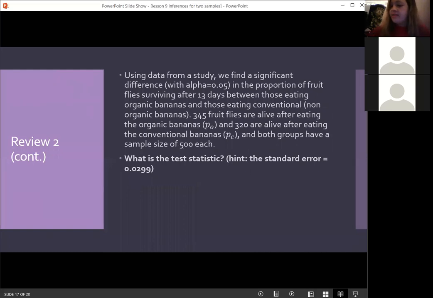This is the same prompt here. The only difference is we give you the sample sizes, so the amount of fruit flies that are alive after eating the organic bananas, and those alive after eating the conventional bananas. Both groups have a sample size of 500 each. So go ahead and calculate that test statistic. I did give you the standard error there, so you don't have to worry about calculating that. And then we will go over this one.